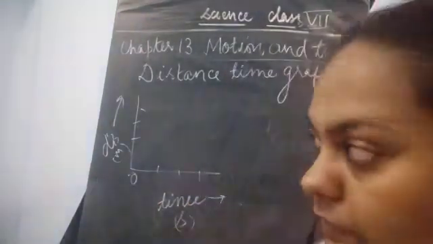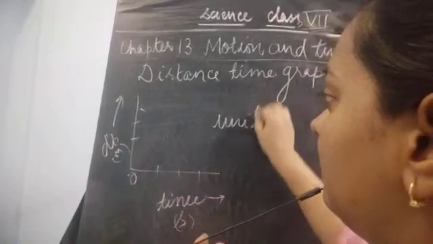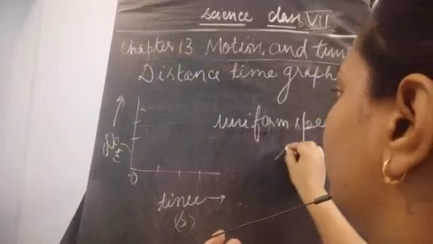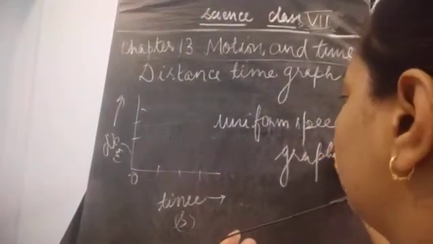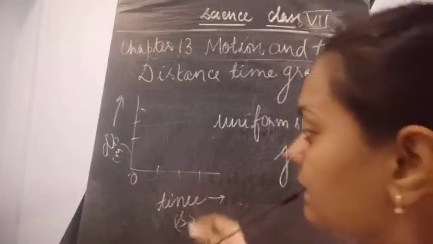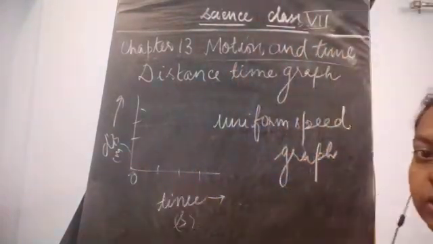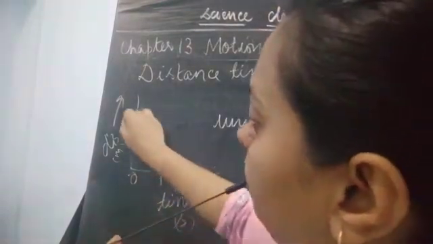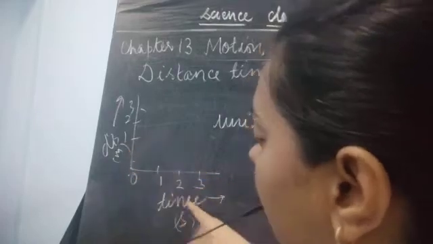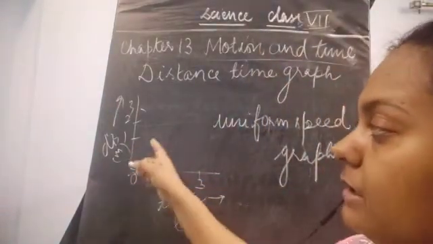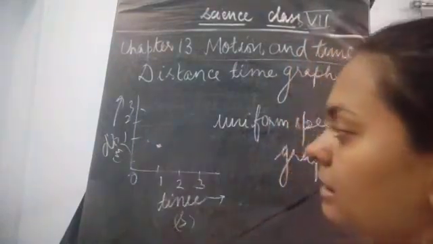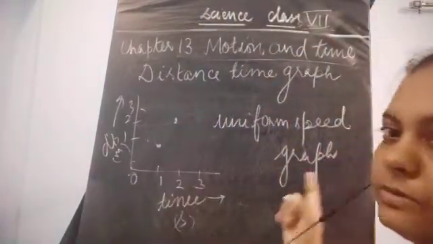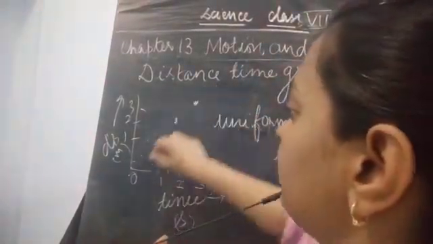Now what about the uniform speed graph? The uniform speed graph says that equal distance is traveled in equal intervals of time. So if time is 1 second, 2 seconds, 3 seconds, the distance could be 1 meter, 2 meters, 3 meters. At 1 second, the distance was about 1 meter. Okay, at 2 seconds, the distance covered was 2 meters. Then for 3 seconds, 3 meters were covered.